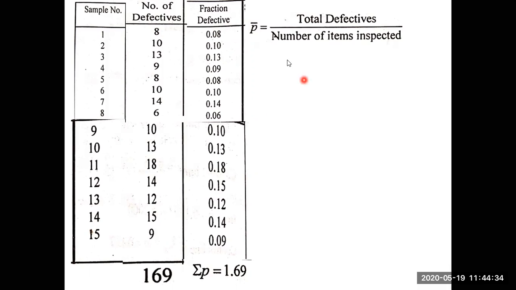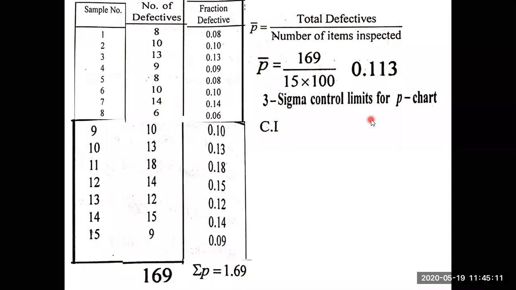Next, p bar is nothing but total defectives divided by total items. Summation of this much is the total defectives. Summation is 169. So 169 divided by the number of items inspected. 15 samples are there, each sample has 100, therefore total items will be 15 into 100. That means you get 0.113. Similarly for 3 sigma control limits, the p chart center line is p bar itself, that means 0.113.